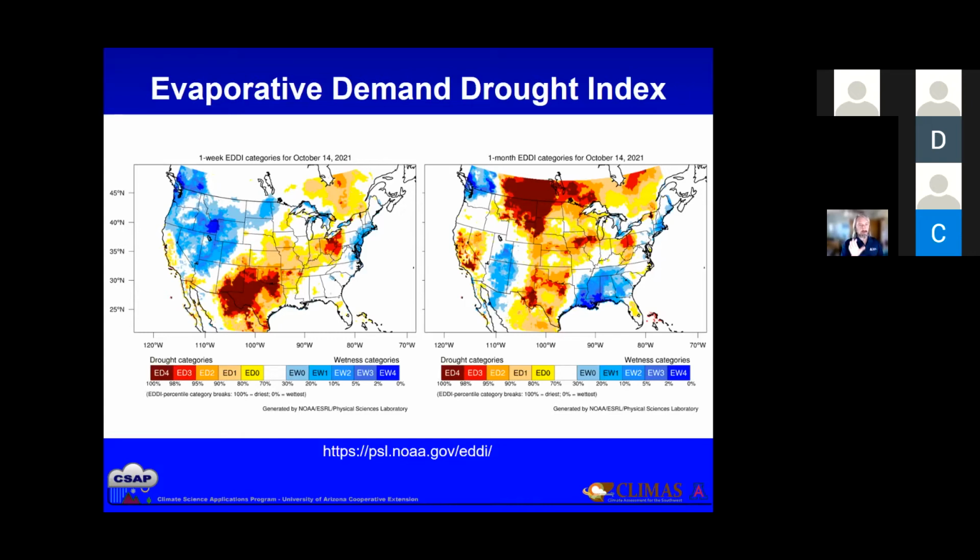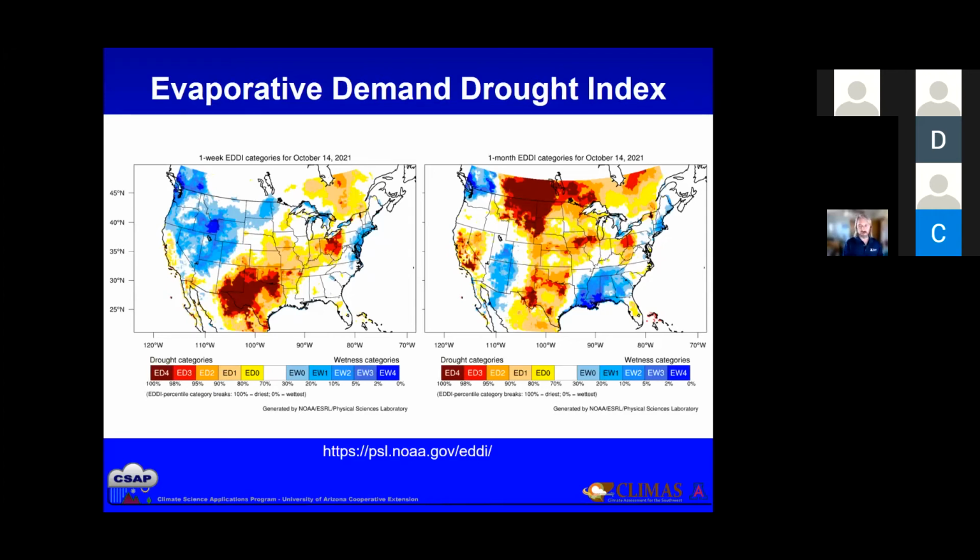And so this EDDI index is going to be scaled to something around normal, which is going to be a white color. And then if it goes into the blues, that means that evaporative demand was less than would be expected for this time of year in this time period. And then if it's in the reds, it's more. So was it hotter and drier, and was it windier? Was the relative humidity lower? That would draw that out.